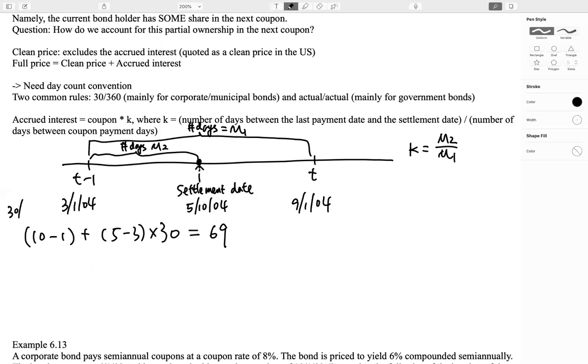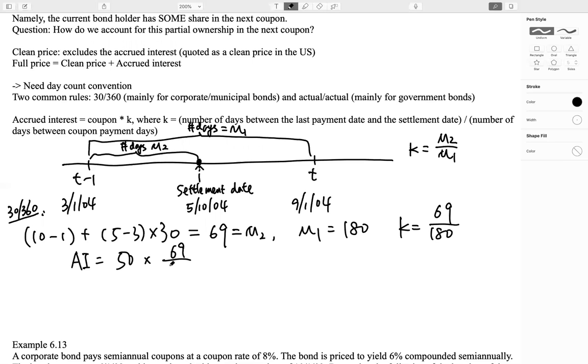The rule I use is 360. Okay. This is M2 in my notation. M1 obviously is 180 because it's half year, right? They are 360 days a year. Of course, for half a year, they are 180 days. So K would be 60 divided by 180. So the accrued interest, let's say the coupon is, you can just randomly make a number, let's say 50. Then the accrued interest would be coupon times the fractional number.